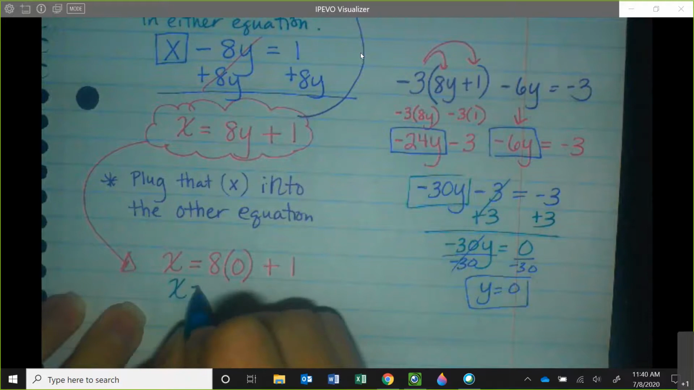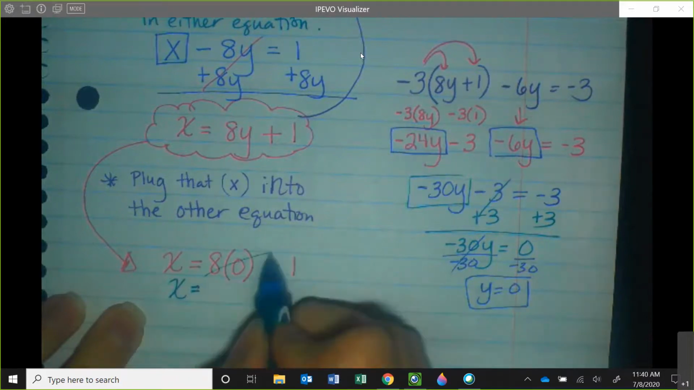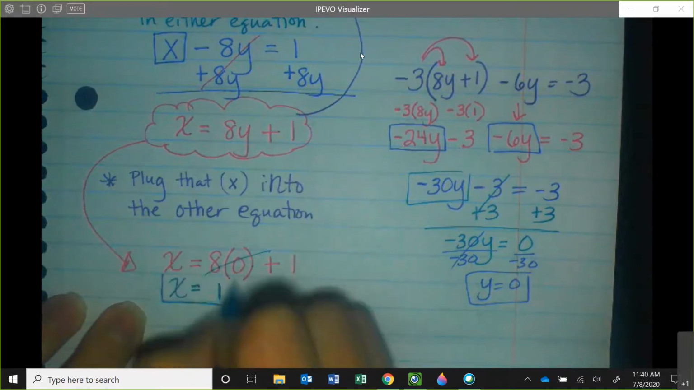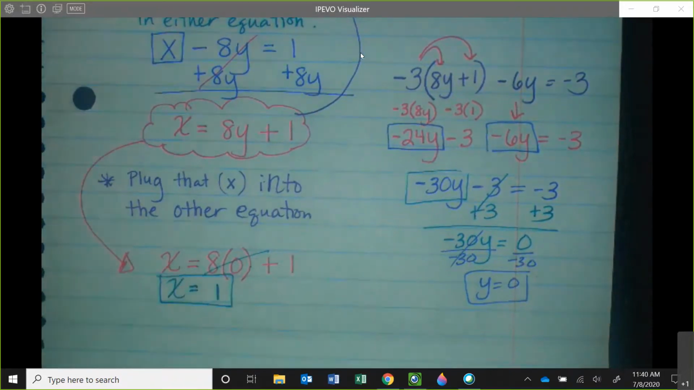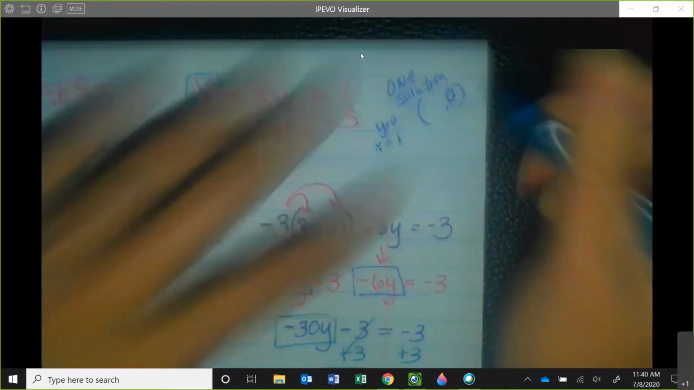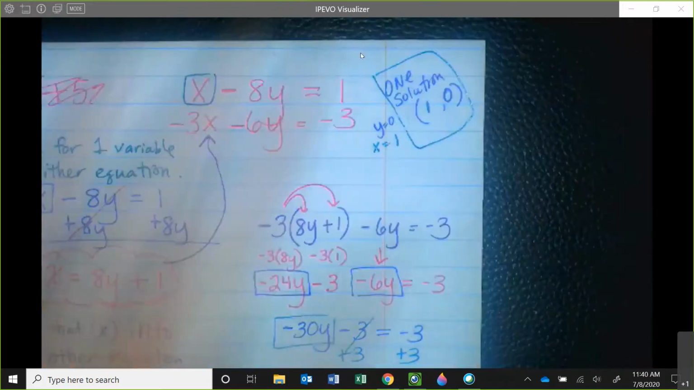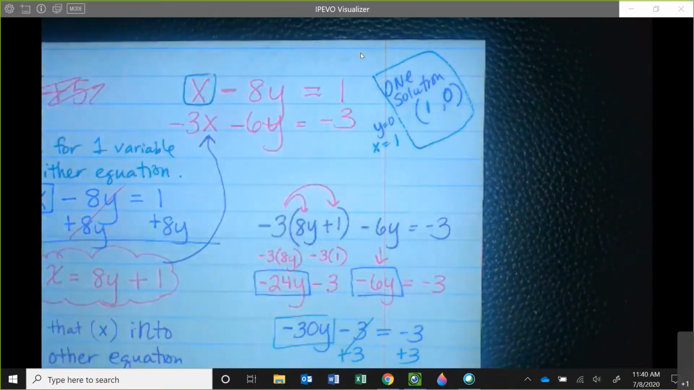All right, so x equals. 8 times 0 is 0, but we do have a plus 1. So there's my x. So x equals 1, and so there's my finished solution, 1, 0.